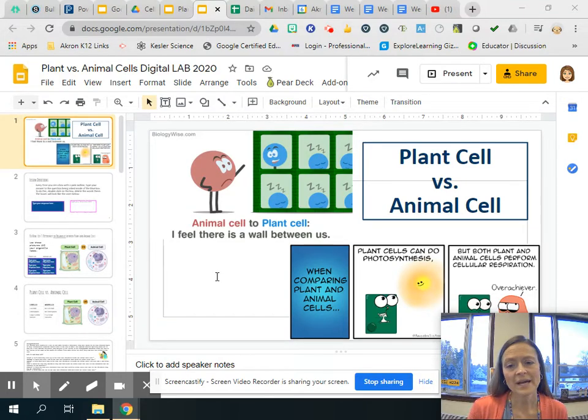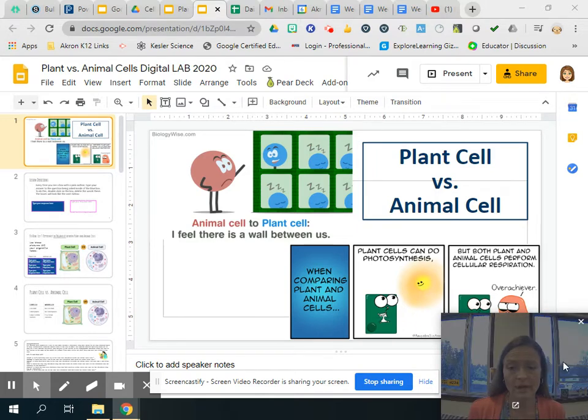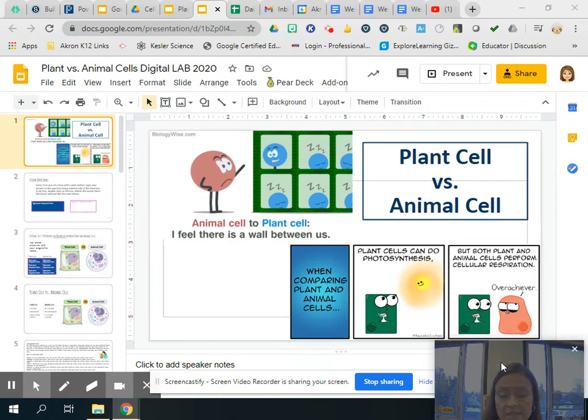Hi folks. So this is going to help you get through the plant versus animal cells virtual lab that we're doing for this cycle. So I'm just going to go through each of the slides and let you know what I'll be looking for. So we're comparing plants and animal cells in this lab, and you can read some of these little comics here.